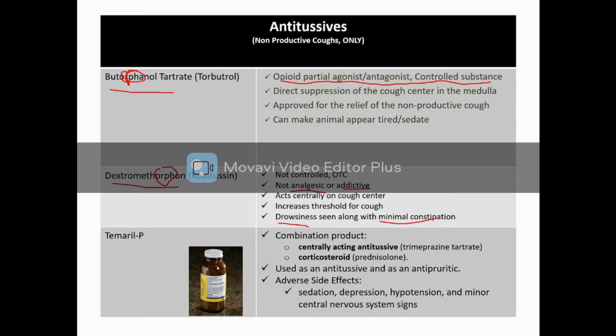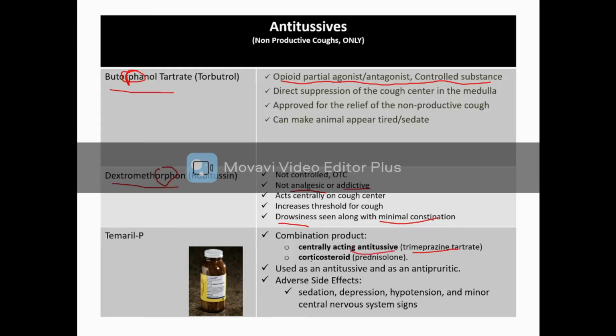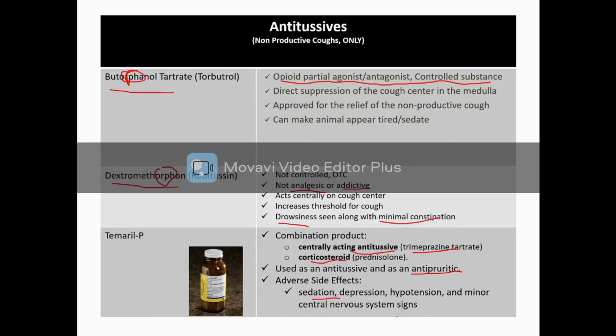It's not as bad. Temaril-P is a combination drug. It's a combination product that has trimeprazine tartrate and prednisolone in it. So this is a centrally active antitussive, and this works because of anti-inflammation, and also antihistamine release. Okay, it's antitussive, and we use it as an antipyretic in animals that are itchy. Adverse side effects would be sedation, depression, hypotension, and minor central nervous system signs.